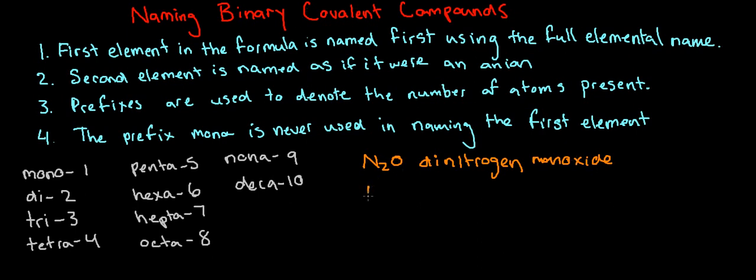Well, let me do a few more. Nitrogen and oxygen. First element is named first, so it'll be nitrogen. Second element is named as if it were an anion, oxide. Prefixes are used for the number of atoms present. There are 1 of each, and the fourth rule says that mono is never used in naming the first element. So this will be nitrogen monoxide.